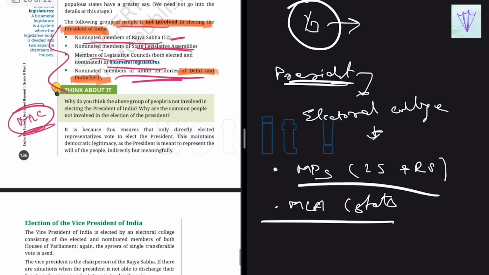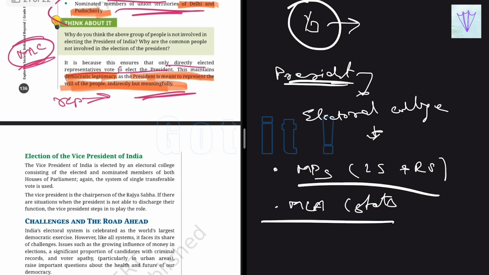And it is because this ensures that only directly elected representatives vote to elect the president. So people who are directly elected will only be able to vote for the president. And this maintains democratic legitimacy, as the president is meant to represent the will of the people, indirectly but meaningfully. So we have elected representatives, and representatives on behalf of us will be electing the president. So it is like we are electing ourselves. So this is more meaningful, not the nominated members electing the president.